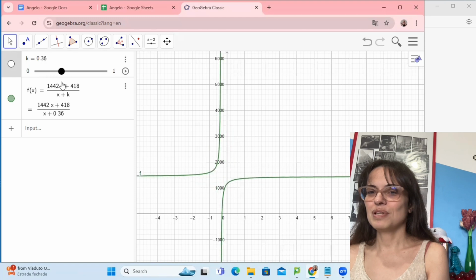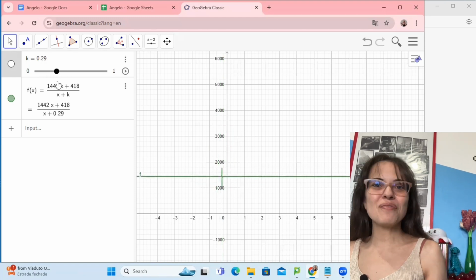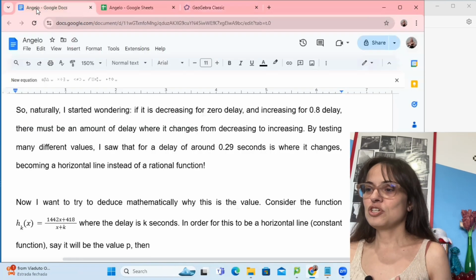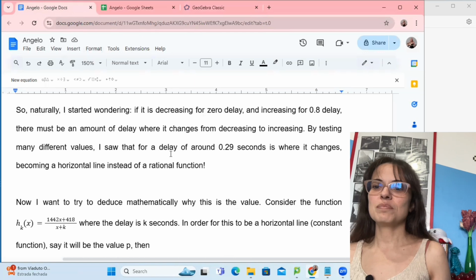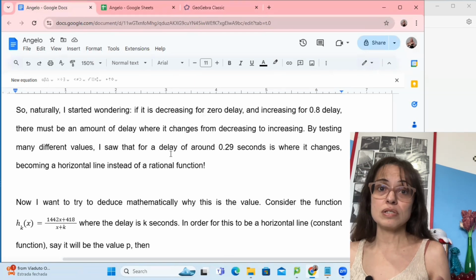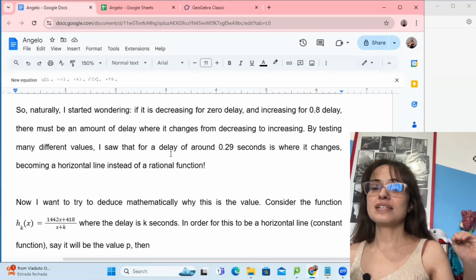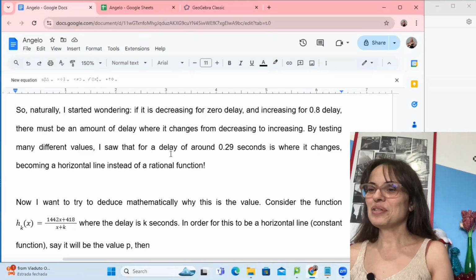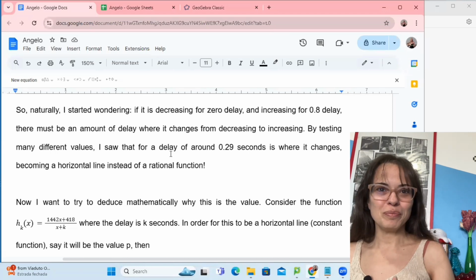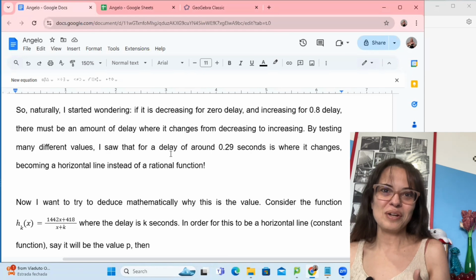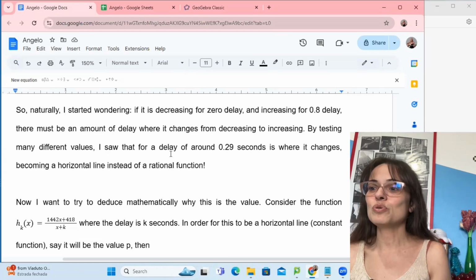This is absolutely beautiful. And anyway, the value where it seems to be changing is 0.29, which is what I wrote in my work. So by testing many different values, I saw that for a delay of around 0.29, that's an approximate value, of course, given the intervals in which the slider was changing, is where it changes, becoming a horizontal line instead of a rational function. And I really think that the exclamation mark is called for because this is exciting. But I want to try to deduce mathematically what this value is. Okay, trial and error is fine, but when you can do more, also do more.